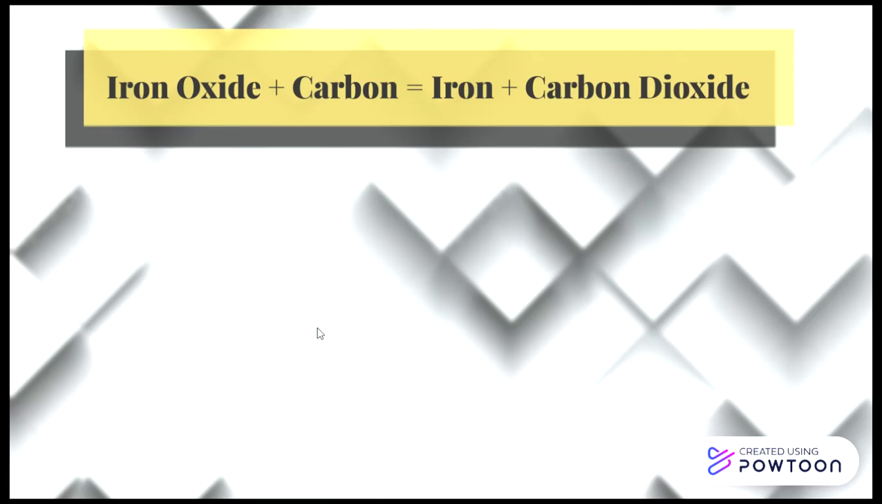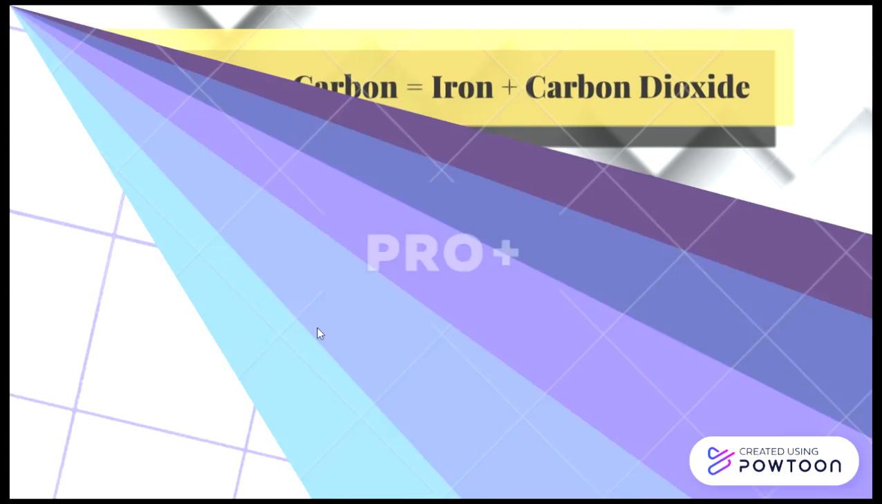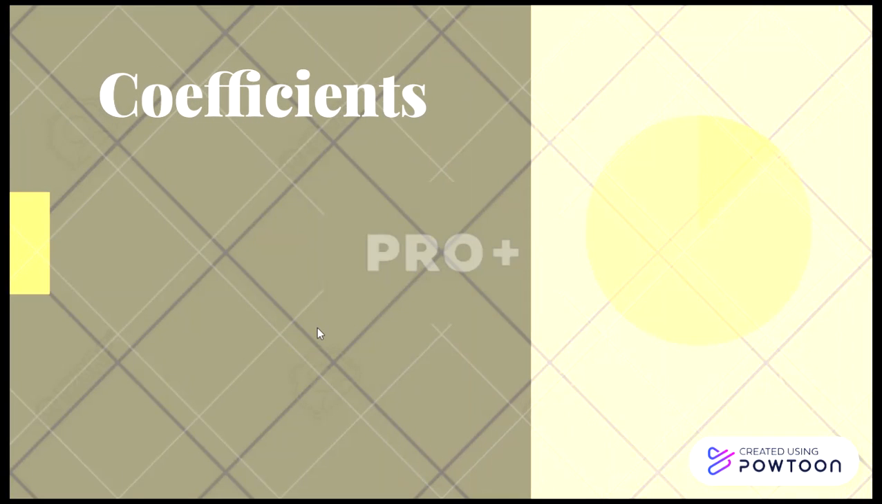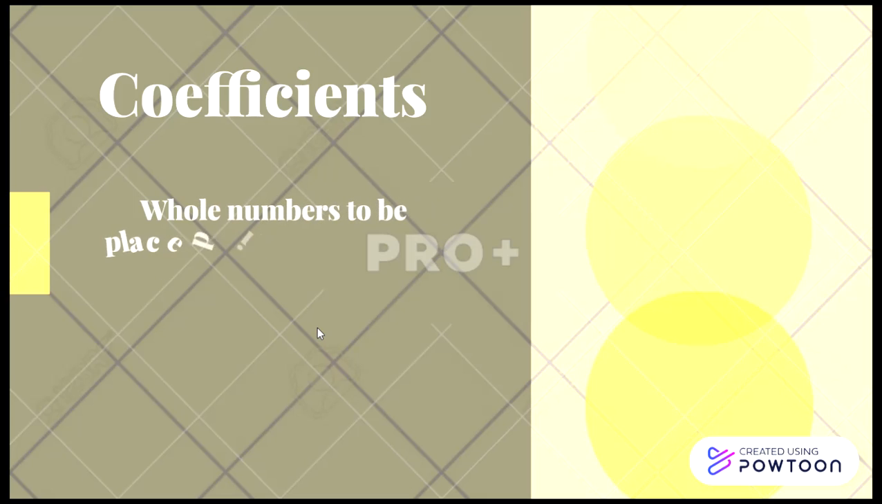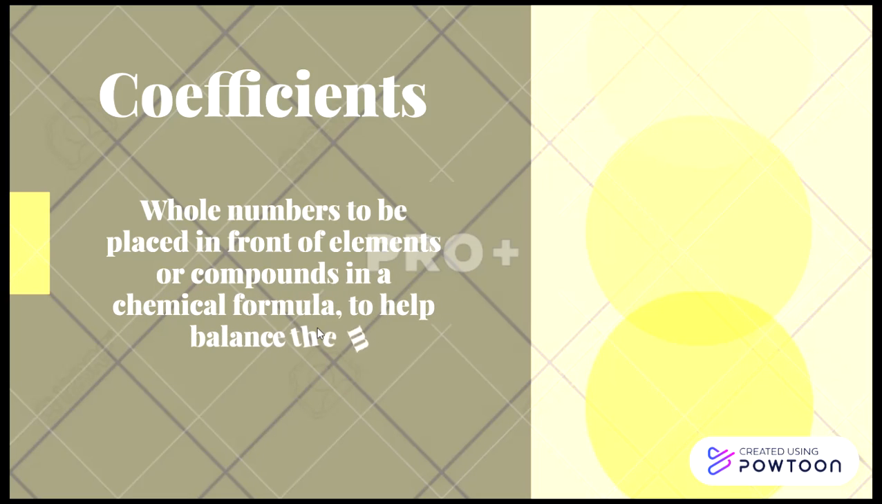When looking at this equation, you can see that this equation is currently unbalanced, as the product side has an insufficient amount of atoms and they don't equal one another. Thus, we need to introduce coefficients. Coefficients are used to help us balance these equations, as they are whole numbers to be placed in front of the element or compound on either side. This is introduced as we are not capable of altering the subscripts in the formula.